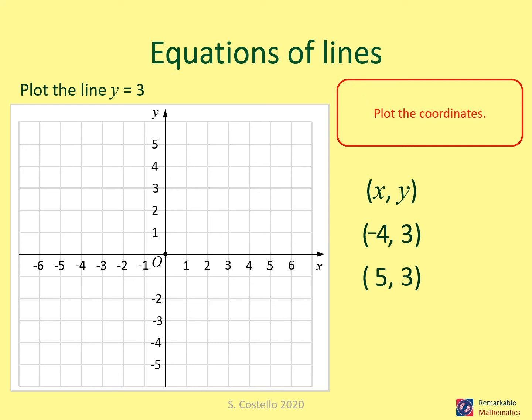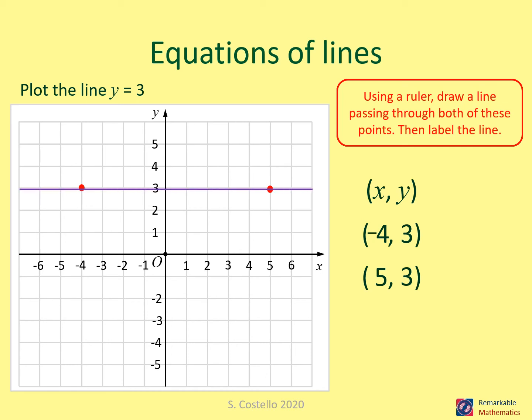What we do now is plot these coordinates. So the first one is there, and the second one's there. And what we're going to do is, using a ruler, draw a line passing through both of the points and then label the line. Y equals 3.